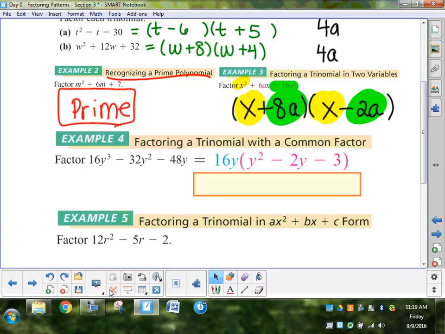We've got 1, 2, 3, 4, 5. What do you want to say? Y minus 3. And? What's the one thing you didn't tell me that needs to be there too? 16. The 16y. Don't forget about that.